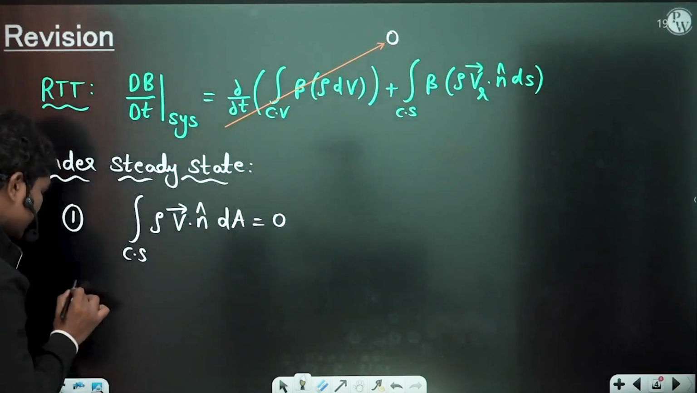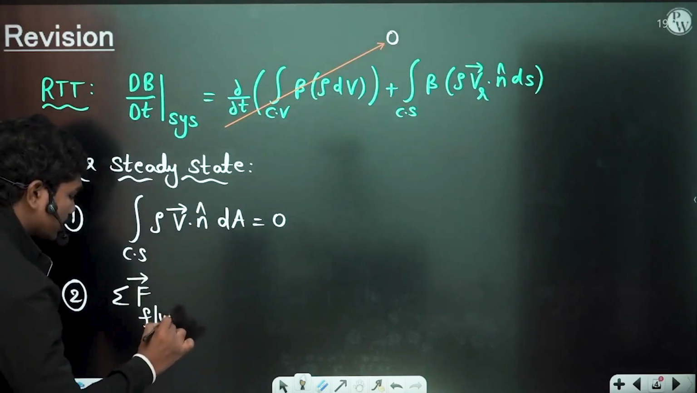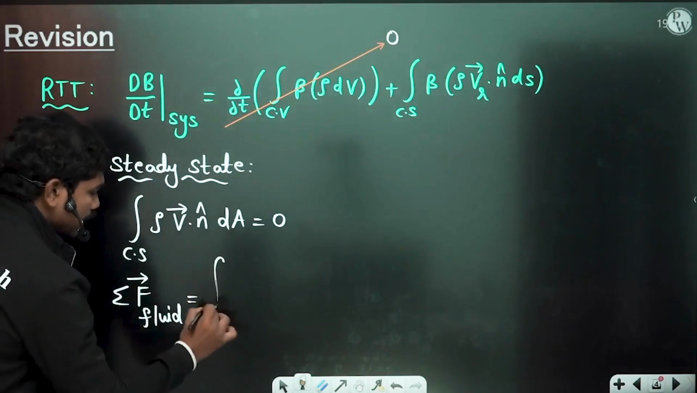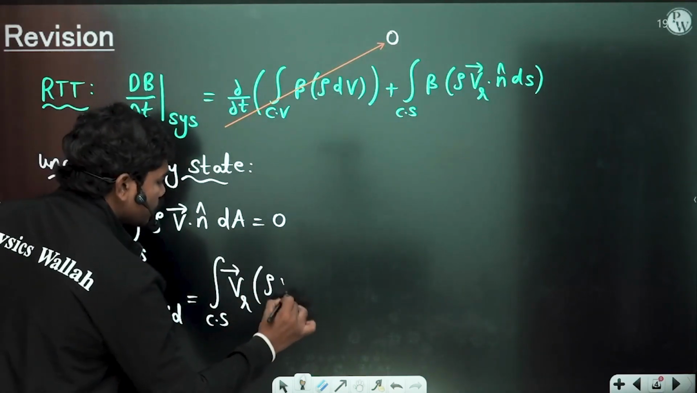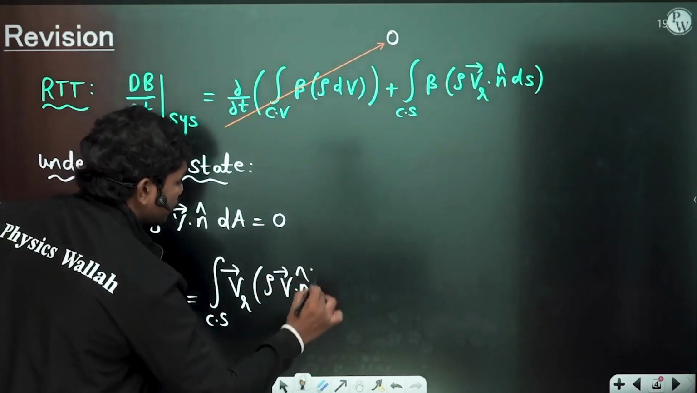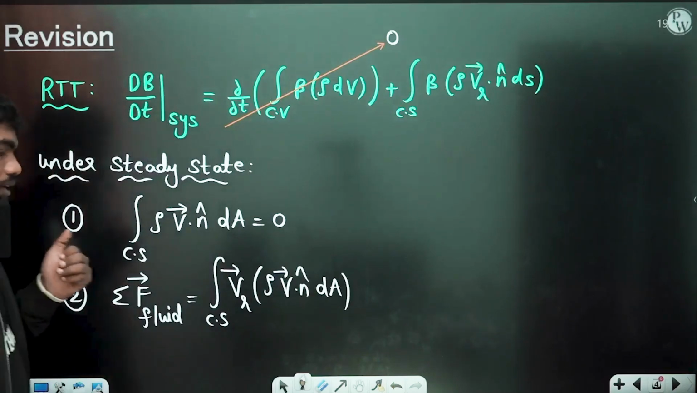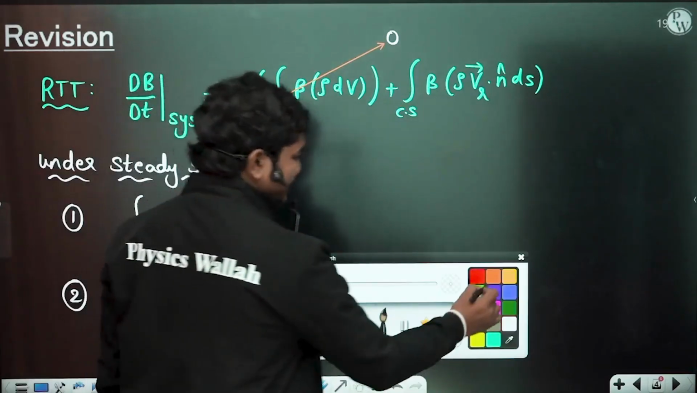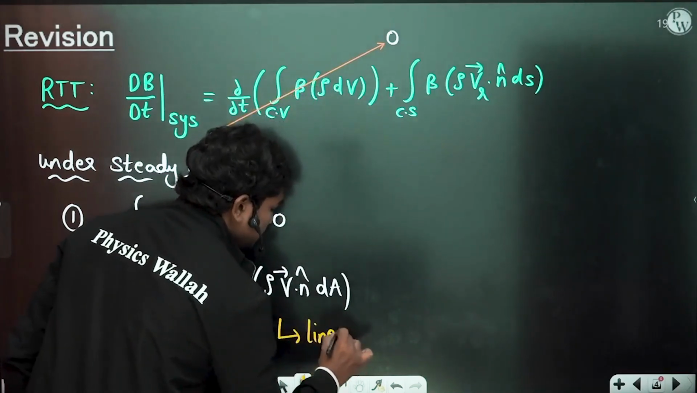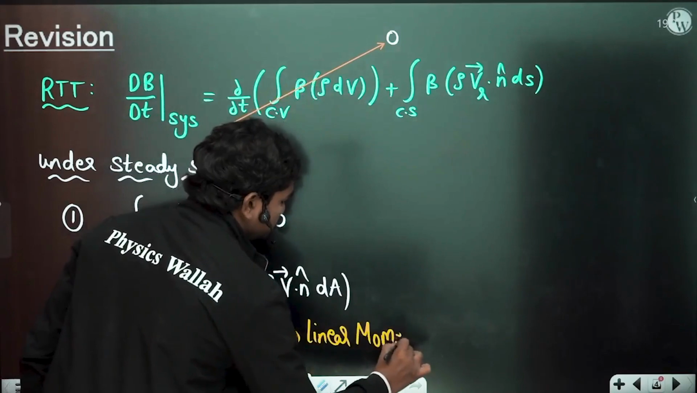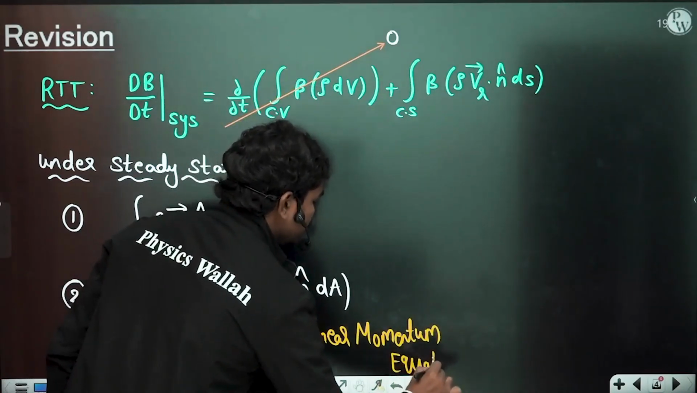In the second case, we have seen the net force acting on the fluid. The net force acting on the fluid is equal to the integral over the control surface of the momentum vector, v relative, times rho v dot n cap dA. This is the linear momentum equation which we have seen.